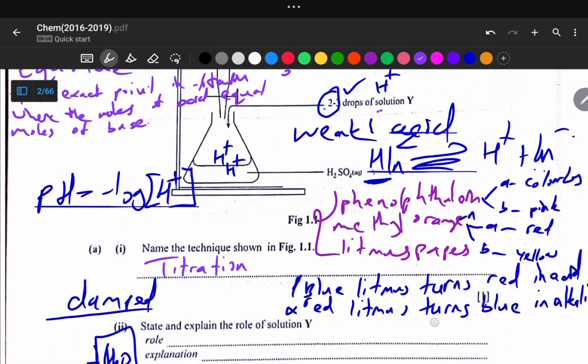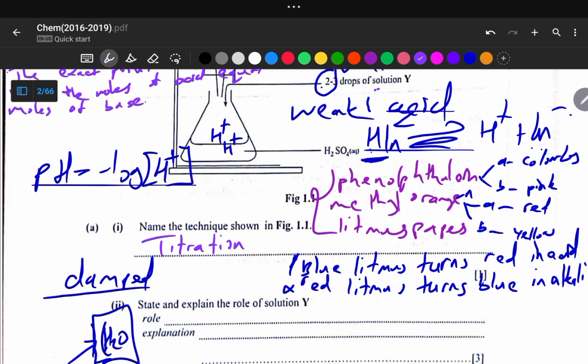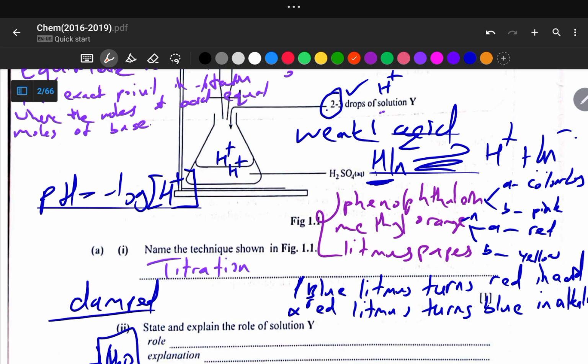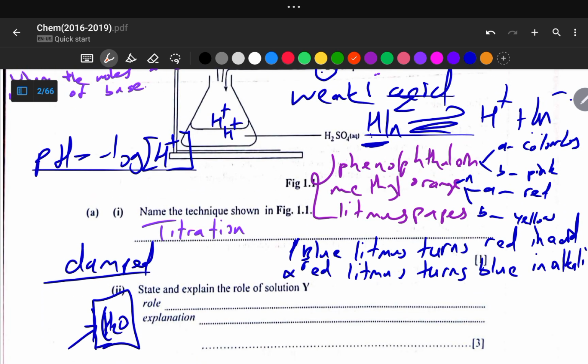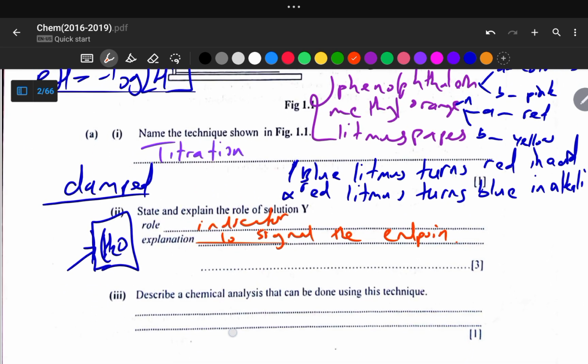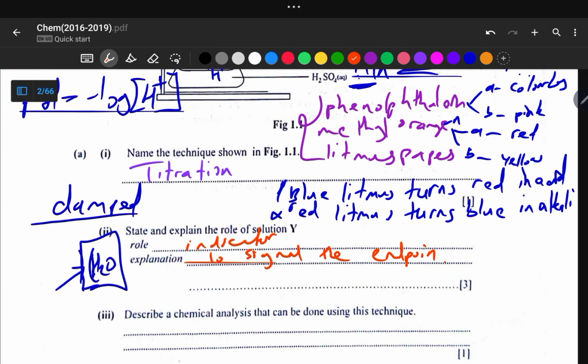So we want to move on to the next part of the question, which says state the role of the solution Y. So solution Y, it is the indicator, right? It is the indicator. And then the function or the explanation is to signal the end point by changing color, right?